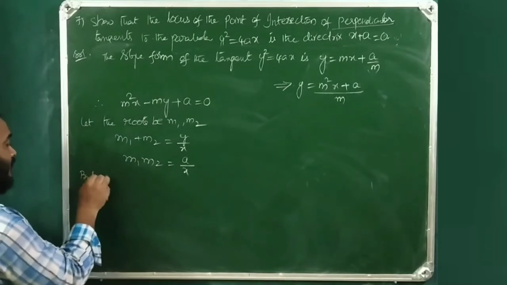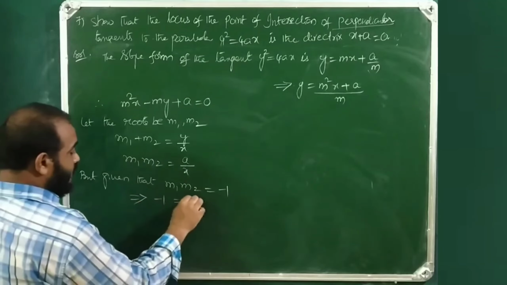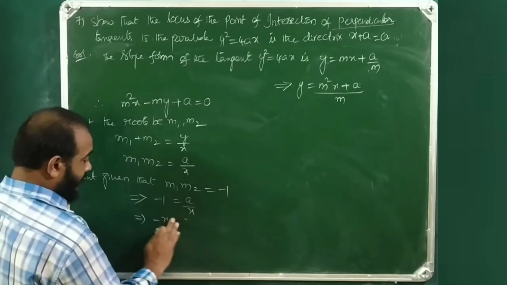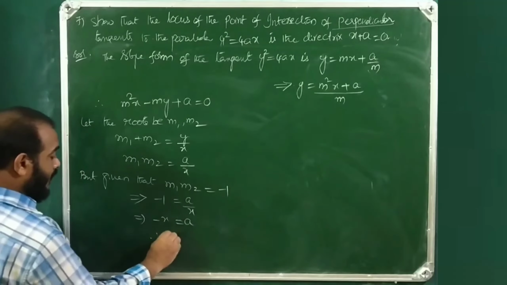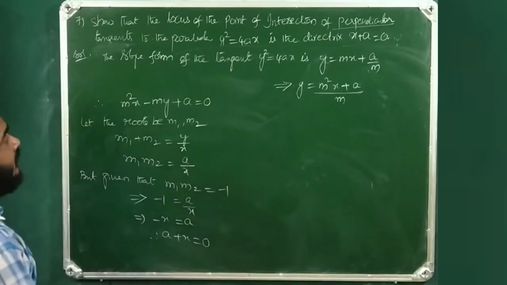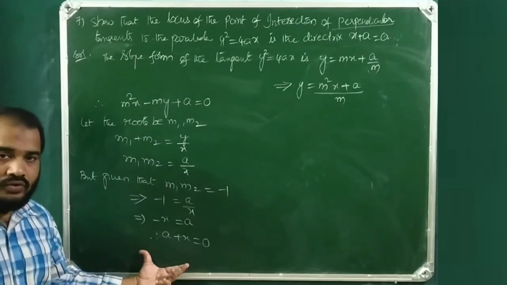But given that the tangents are perpendicular, m1 m2 equals to minus 1 equals to a by x. So minus x equals to a, therefore a plus x is equals to 0 is the directrix x plus a equals to 0. Therefore, the locus of the point of intersection of the perpendicular tangents is the directrix x plus a equals to 0.